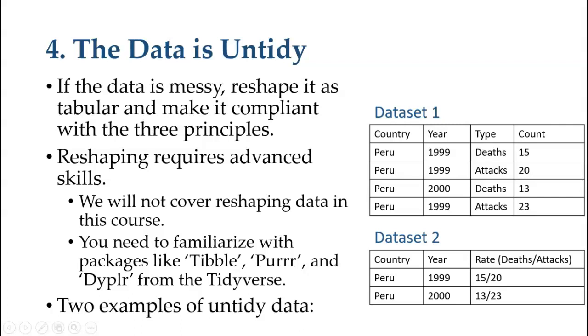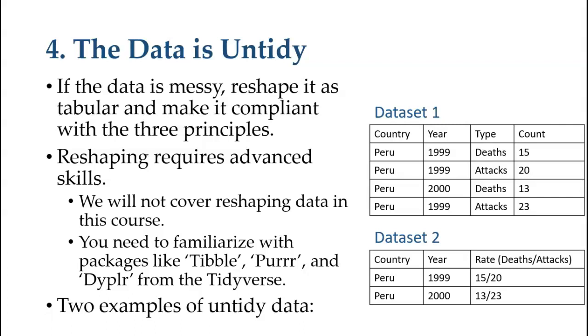Okay. In the dataset number two, you have two values and an operator actually, and that's a mistake because you want to have the rate of the deaths and attacks. Imagine that it's terrorist attacks and the deaths related with those attacks. Okay, so those two data sets are untidy.